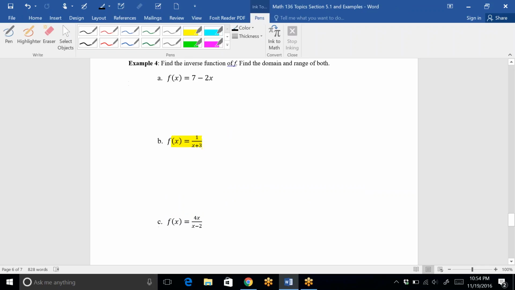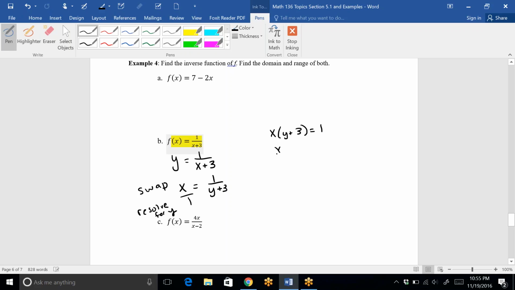So to find the inverse, remember you have to do a couple things. First of all, we have to know it's a one-to-one function. Everything we're going to give you is, but that's something you would have to check. So then we write this as y equals 1 over x plus 3. We physically swap the domain and range, so we swap our x and y's. And we try to resolve for y. So this would be, think about cross multiplying, that would be x times y plus 3 equals 1.